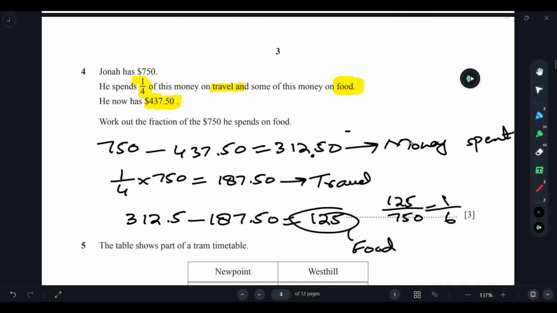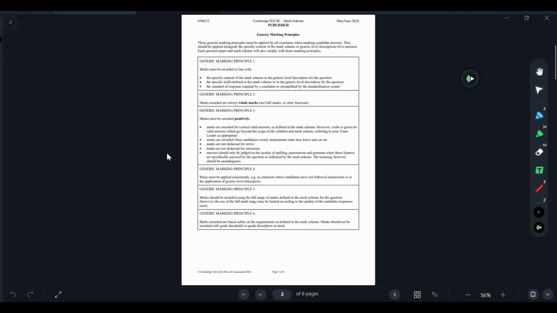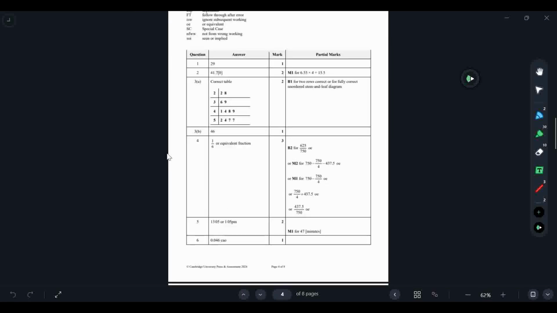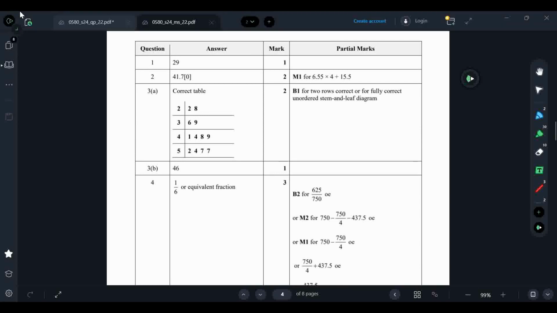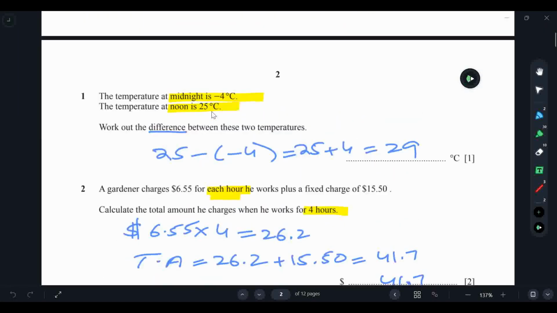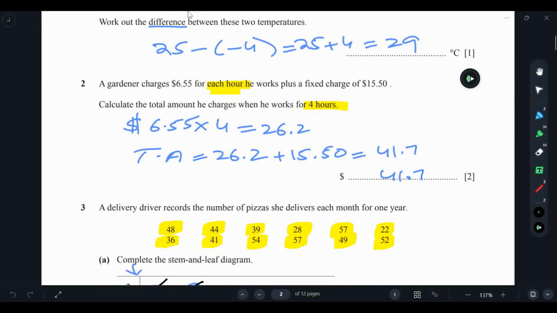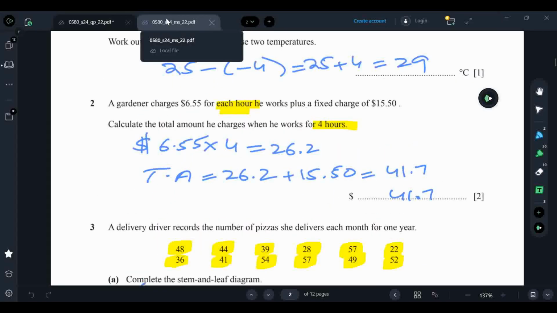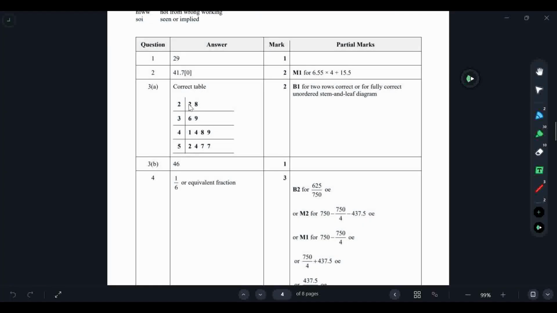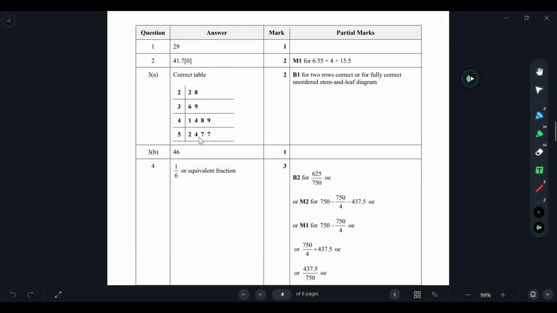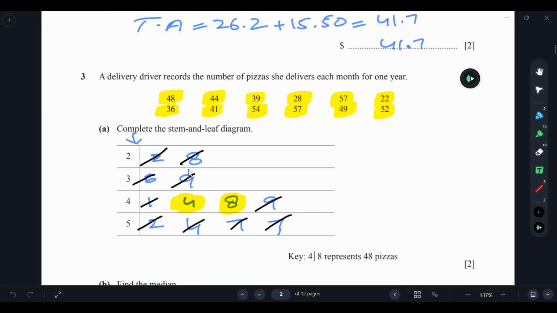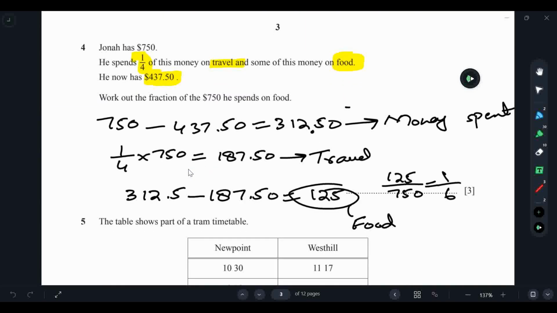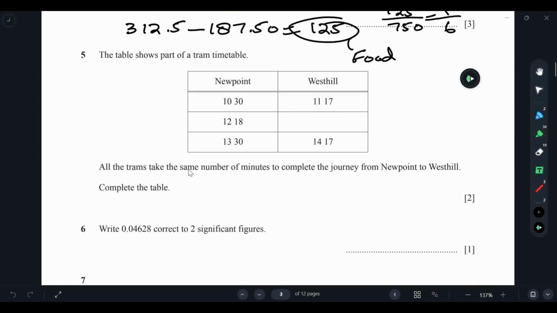Another thing is, we can cross check the answers for the first four questions. The first one was 29, and here we can see the first one was 29. The second one is 41.7, and this was the stem and leaf diagram. In question 4, the answer is 1 by 6, and we have 1 by 6 over here as well. Now let's move to question number 5.